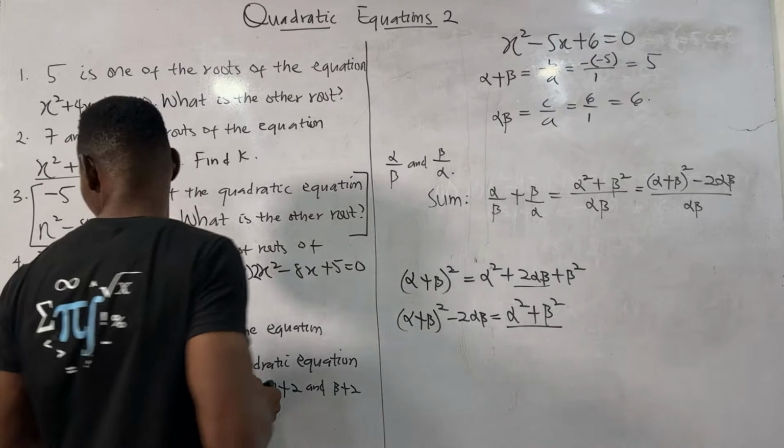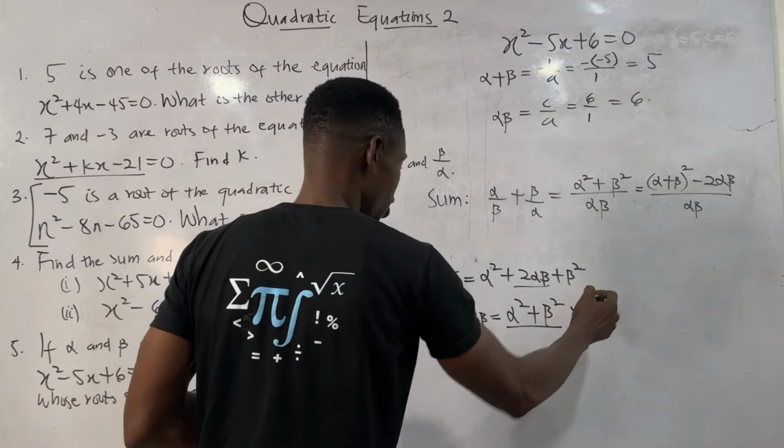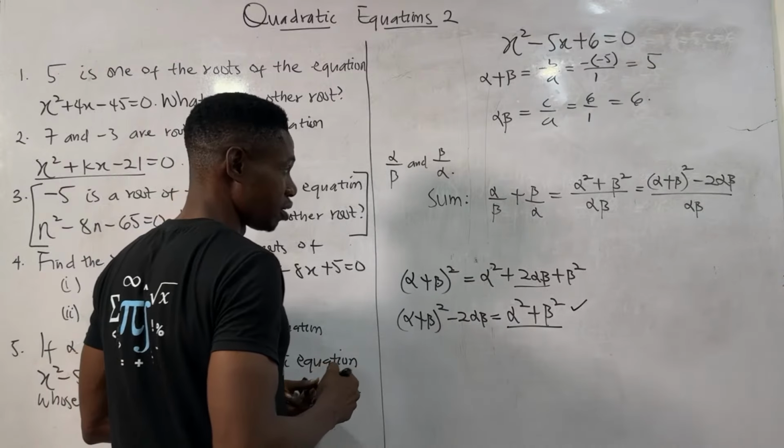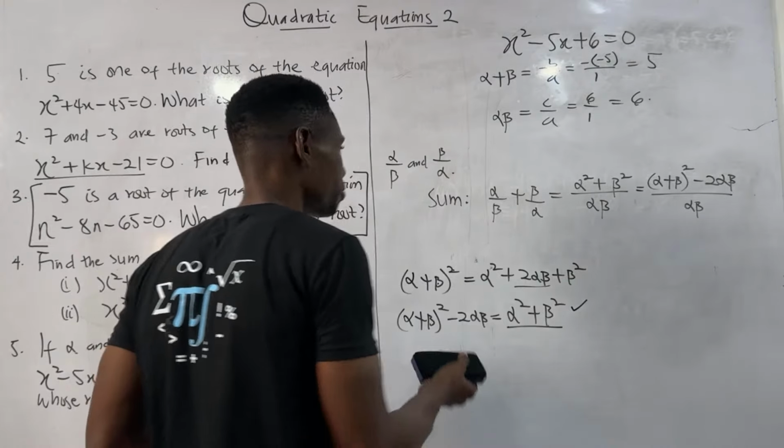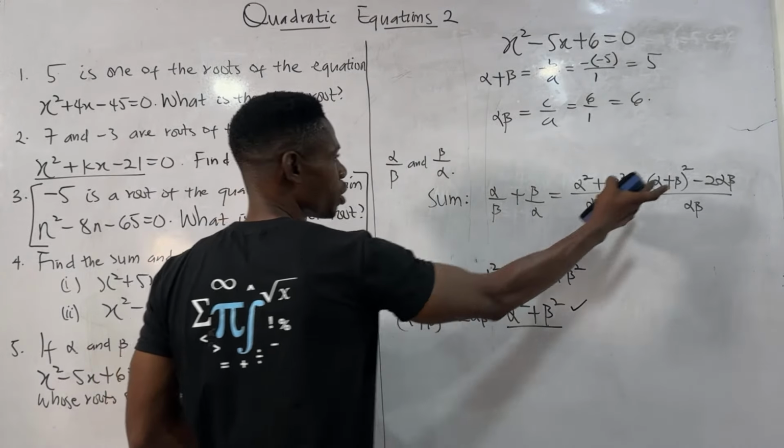Now, we'll save this one. What if it was negative? We are not likely to need the negative one. I'm just trying to show you how we got this.